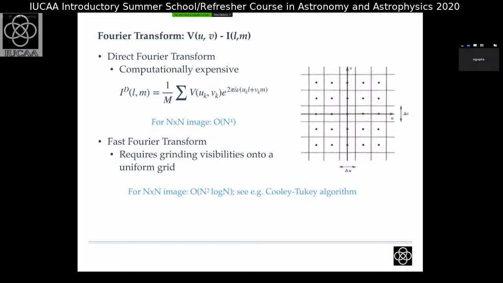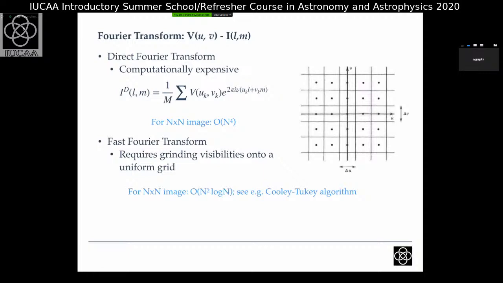So instead, what astronomers use is called the fast Fourier transform, FFT, and there are various algorithms for it. One of the advantages is that now the computation scales as n square log n. No longer is it the fourth power. So that is what we are after. But okay, there's a typo here. What FFT requires is gridding, not grinding. It's an autocorrect thing that has happened.